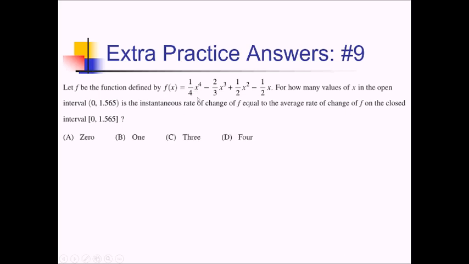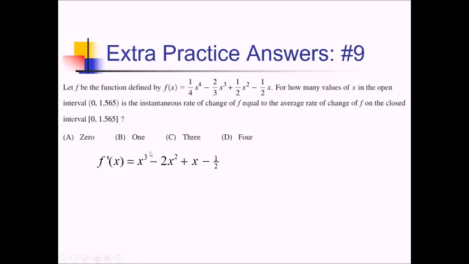Using my power rule, that's going to be, let's see, 4 times 1/4 cancels, so we just have x cubed, minus 3, and the 3 here cancel, so that's going to be minus 2x squared, plus the 2 and the 2 cancel, so that's just 1x, and then finally minus 1/2.